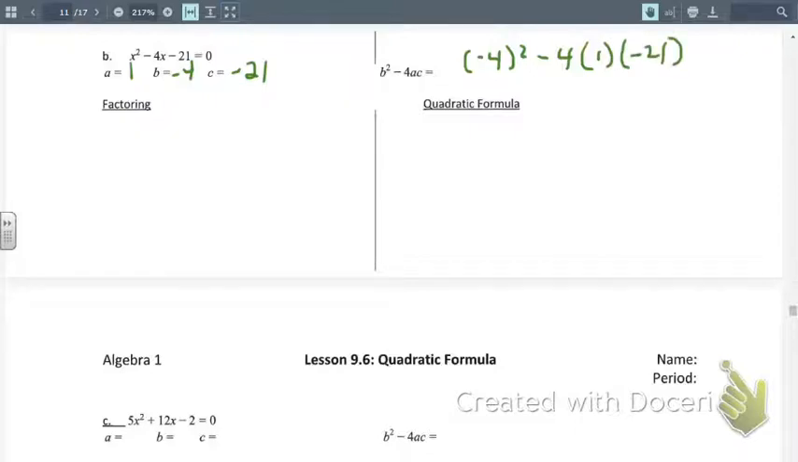So negative 4 squared is 16. And then we have negative 4 times 1, so that's negative 4, times the negative 21. That's going to give us a positive 84. And when you add those together, you're going to get 100. So 100 is greater than 0, which tells us that we're going to have two solutions and that we're going to be able to factor this because 100 is a perfect square.